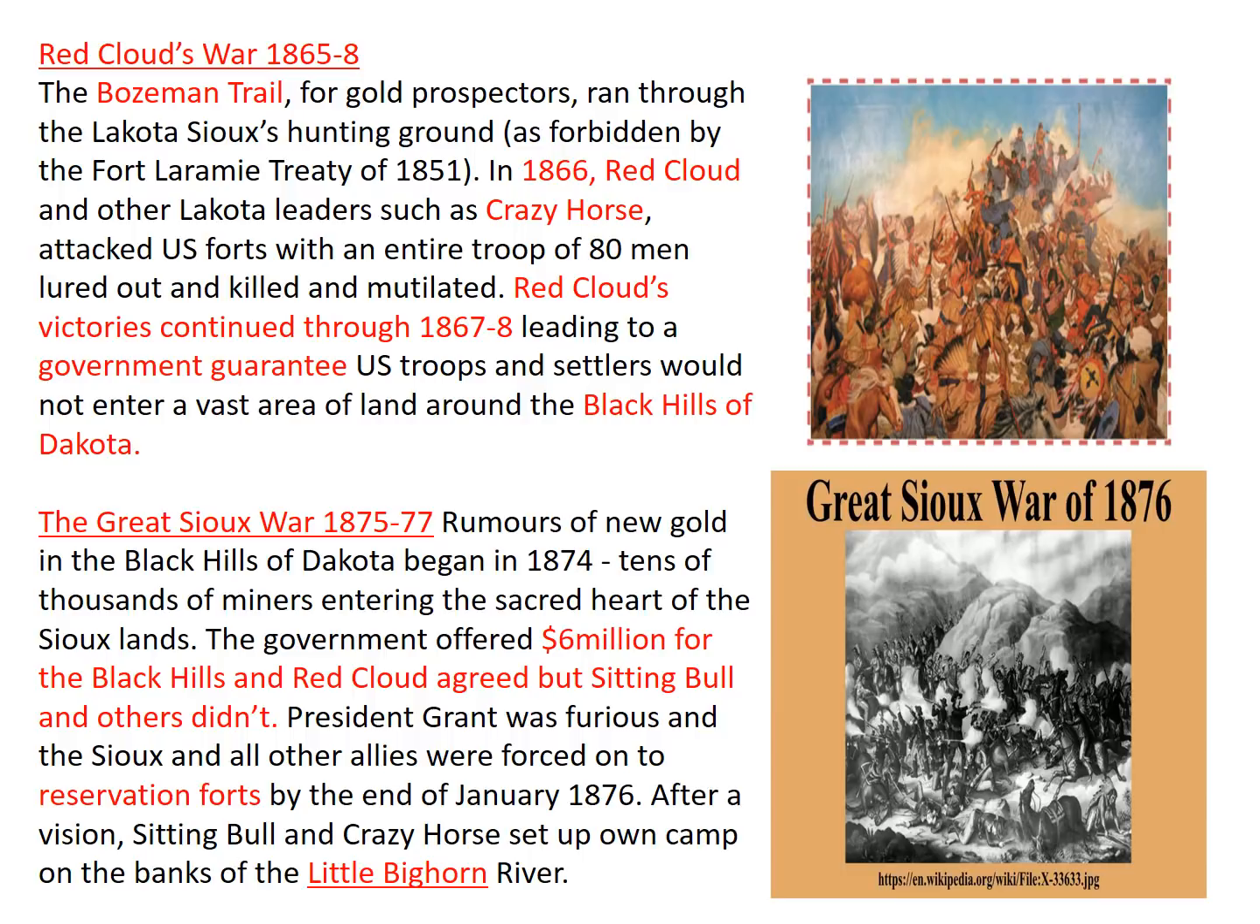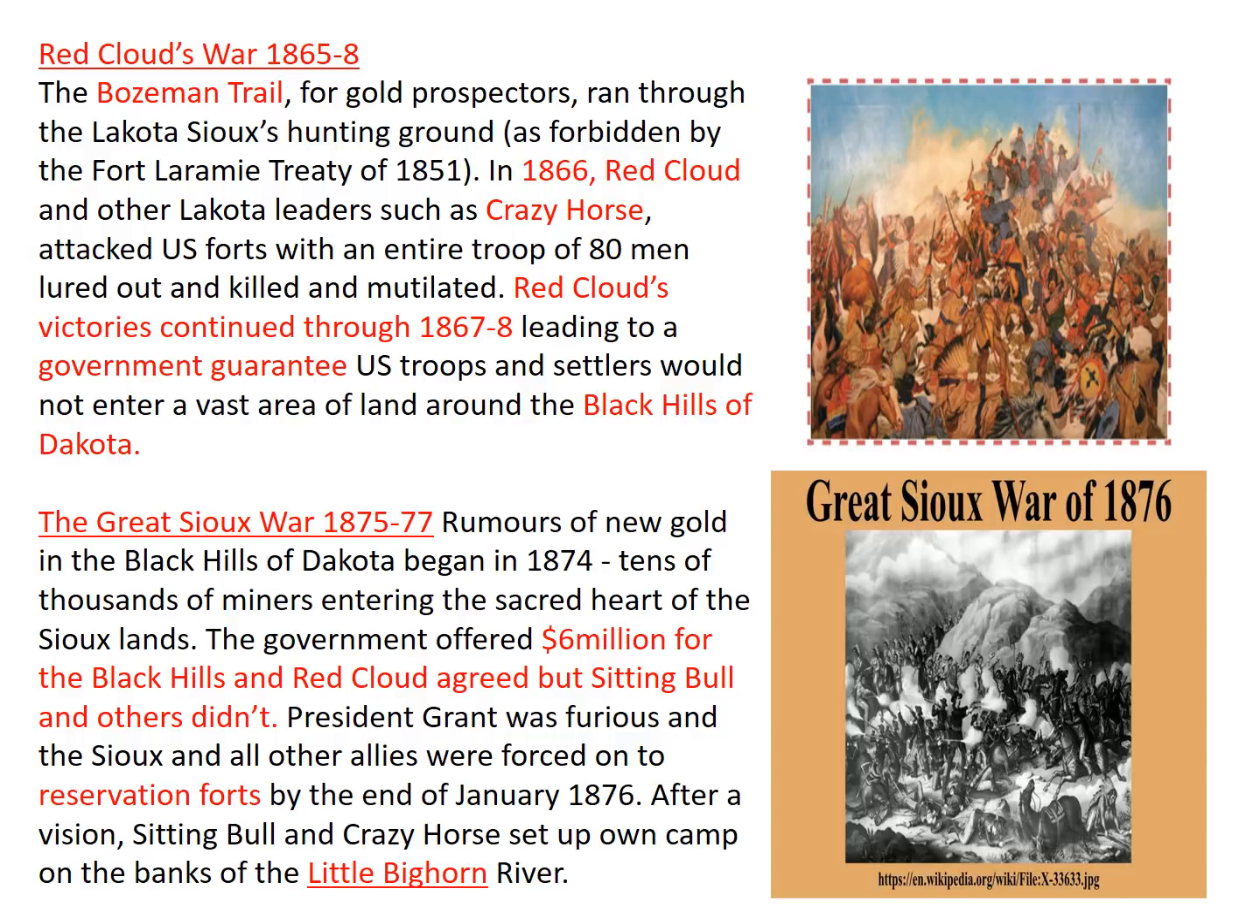Further issues with gold. The Bozeman Trail ran through the Lakota Sioux hunting ground. Now that was used by gold prospectors, and it was banned as part of the Fort Laramie Treaty. However, gold moves mountains, and gold prospectors kept going through it. So in 1866, Red Cloud and other Lakota leaders, such as Crazy Horse, attacked the US forts. They lured out 80 men and killed them and mutilated those men.